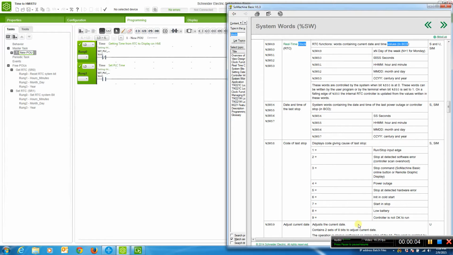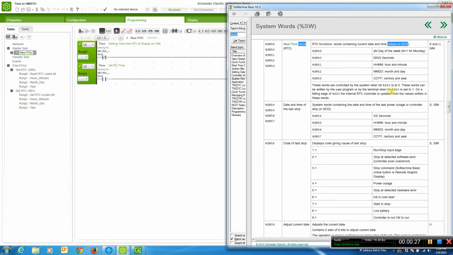In this video, we're going to look at setting up the M221 PLC so that we can read the real-time clock data from an HMI, and we're also going to set it up so that we can write to the real-time clock from the HMI. If we look at the help files of the M221, we see that there are system words for the real-time clock. These system words are normally read-only.